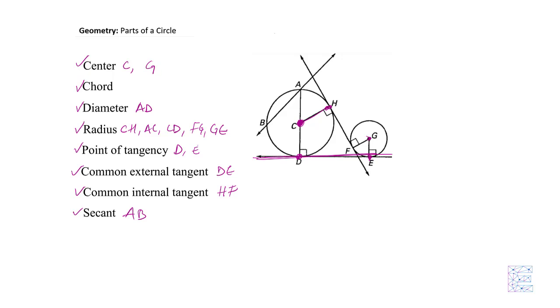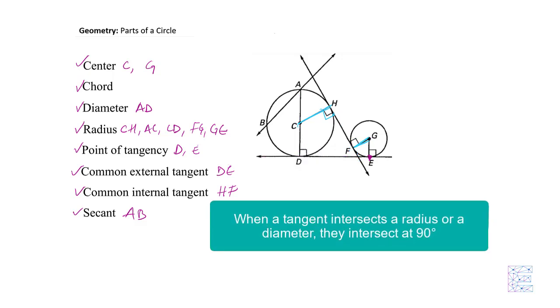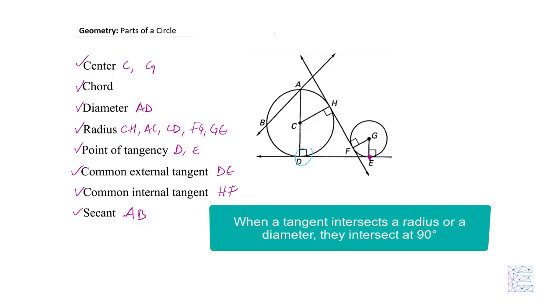A couple of other things that you have to be familiar with when it comes to circles and tangents and radii. Notice that every time a tangent, like for example this line right here, comes into contact with a radius or a diameter, they always intersect at a 90-degree angle. Notice again, for this tangent right here, when it comes into contact with a radius, 90 degrees. It happens here again for the small circle. Tangent coming into contact with the radius, 90 degrees. So that's an important fact. When a tangent intersects a radius or a diameter, they intersect at a 90-degree angle. Right there, right there, right there, and right there.